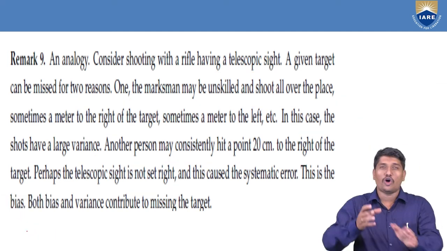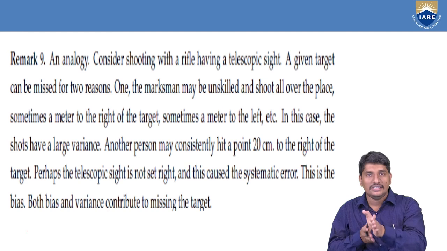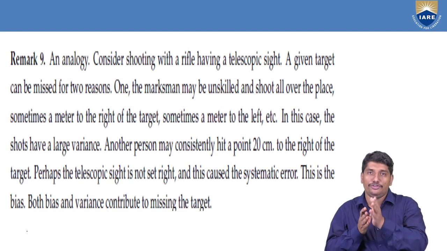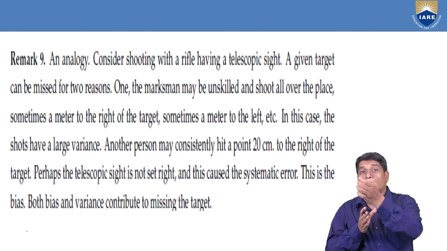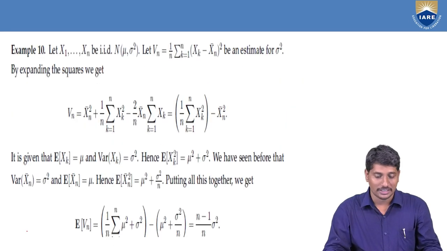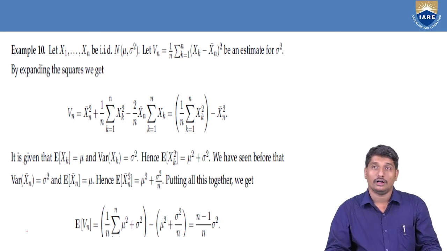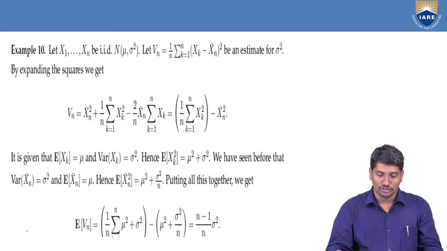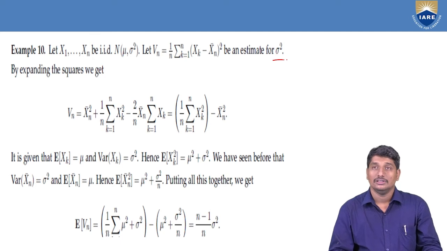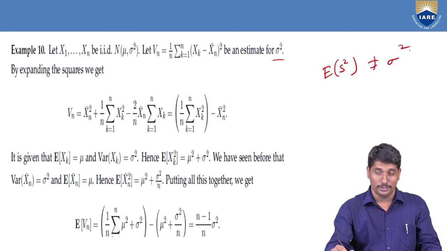So if you are not able to shoot the exact target due to your lack of concentration, that is called variance. But if you are not able to shoot the target due to wrong fixing of machine, that is called bias. Okay, so that is the difference between variance and bias. Now, here we are going to see that the sample variance is not at all an unbiased estimator of population variance. That means we are going to prove that the expectation of sample variance is not equal to the population variance.